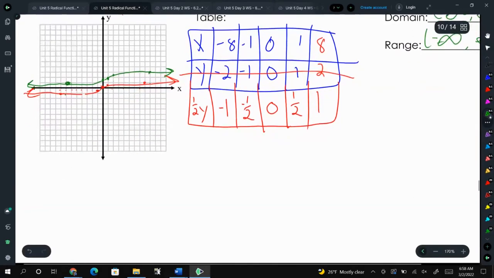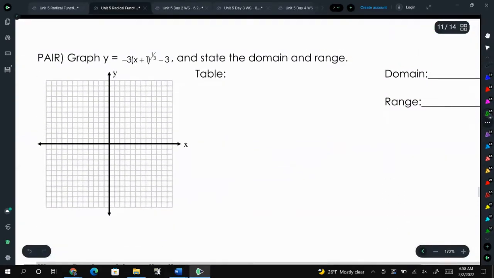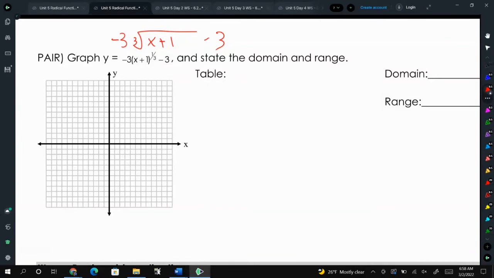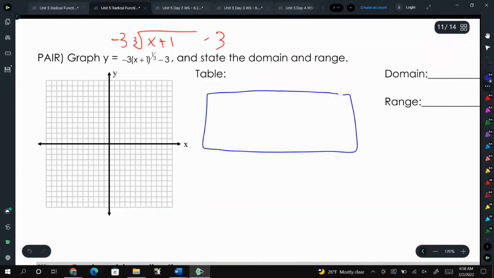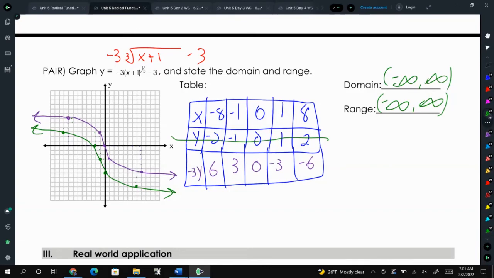All right, so now let's look at this one here. I'm going to convert this to a cube root, and then I'm going to have you guys pause the video and try it. So because it's a 1/3 power, it's going to be the cube root of x plus 1 minus 3. So you're going to graph it like that. So go ahead and do this, pause the video, and once you're done, you can unpause it and check. All right, so go ahead and check your work with mine. Again, the domain and range for both of these will be -infinity, infinity.